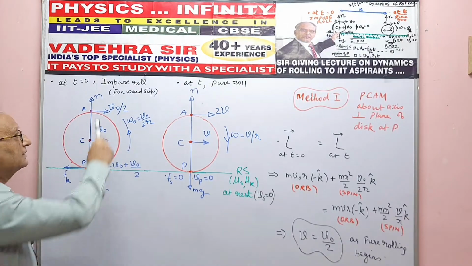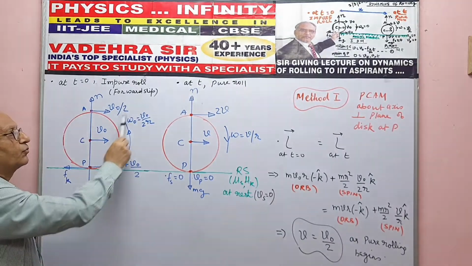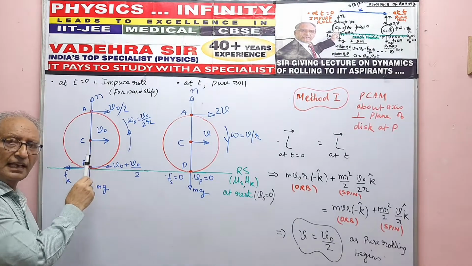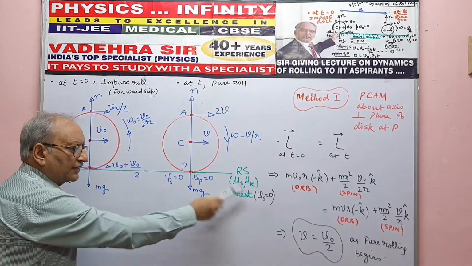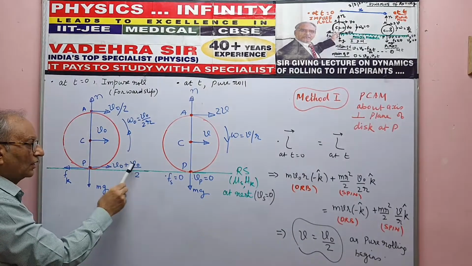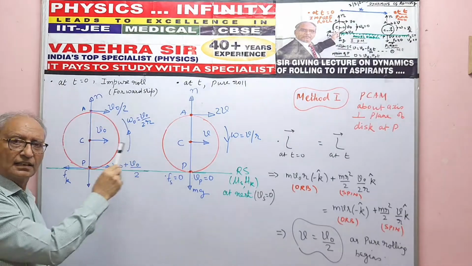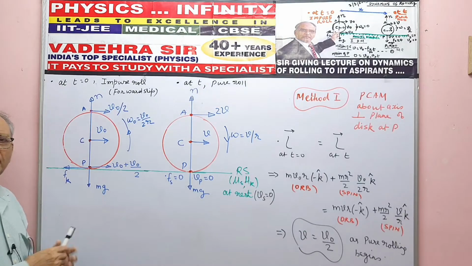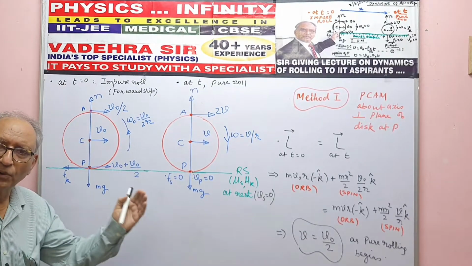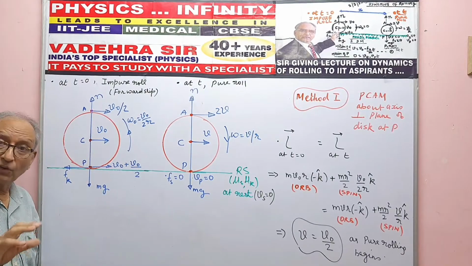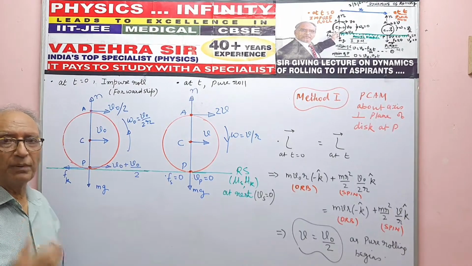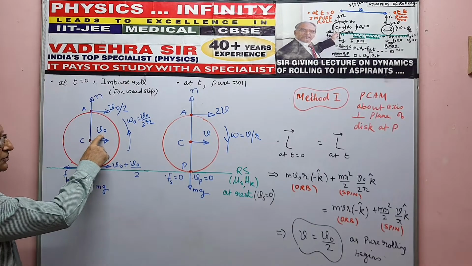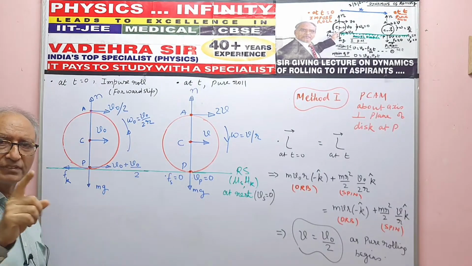So this way, at t equal to 0, it is a case of forward slip, impure roll, and since the point of contact has velocity relative to surface, the surface is at rest, relative velocity with respect to surface forward, therefore kinetic friction at P will act backward to oppose this relative motion. Now once again Fk will play its wonderful role. Fk will try to reduce the translational velocity v naught.